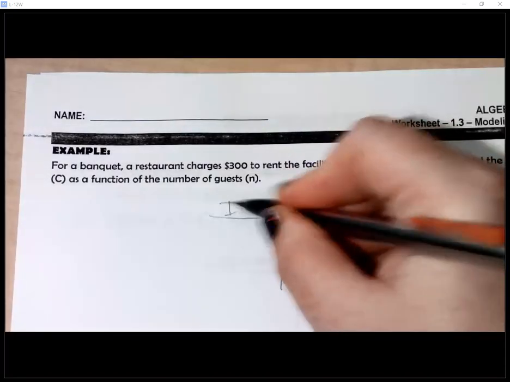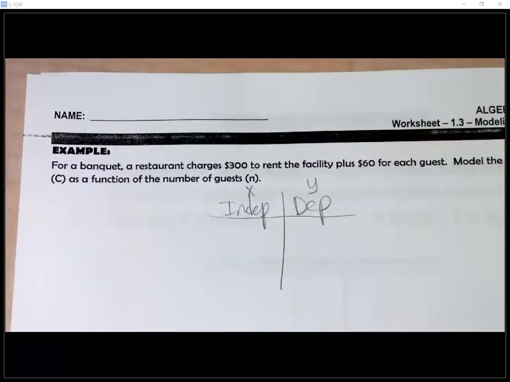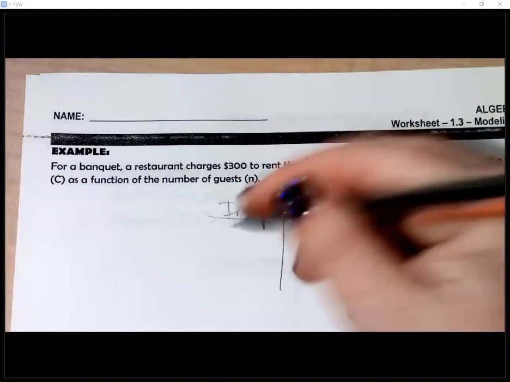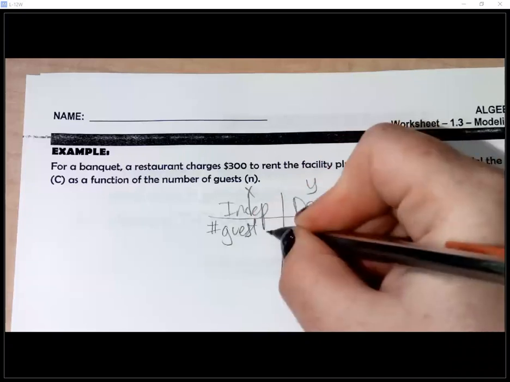So that's my X, that's my Y. Would I say that the total cost depends on how many guests are there? Yes. I would not say the number of guests depends on the total cost, right? That doesn't make sense, but it totally makes sense that the total cost is going to depend on how many people I have. So what does that mean? That means this is going to be my number of guests, which in this case we're using the variable N, and this is going to be my total cost.